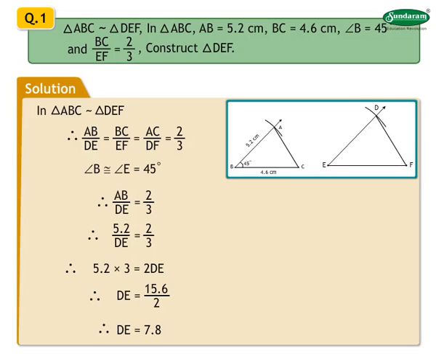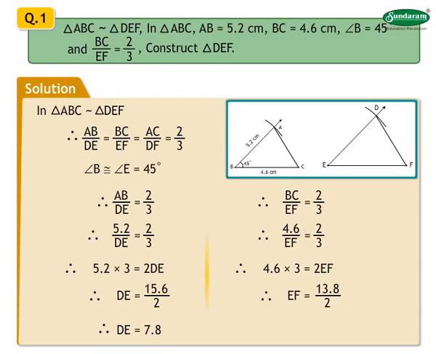To find the length of EF, it is given that BC upon EF is equal to 2 upon 3. Now, by substituting the value of BC as 4.6, we get 4.6 upon EF is equal to 2 upon 3. Therefore, 4.6 into 3 is equal to 2 into EF. Therefore, EF is equal to 13.8 divided by 2. Therefore, EF is equal to 6.9.